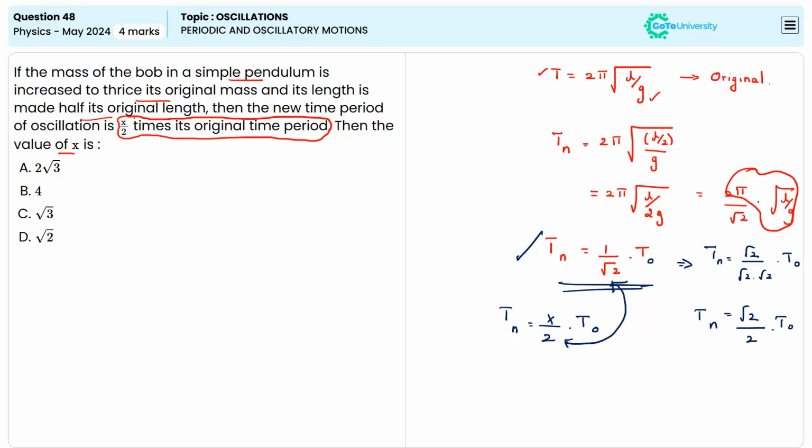So based on our given question, the new time period will be equal to x over 2 times T naught. So the value of x will be equal to root 2 here. So the correct answer for the question is option D.